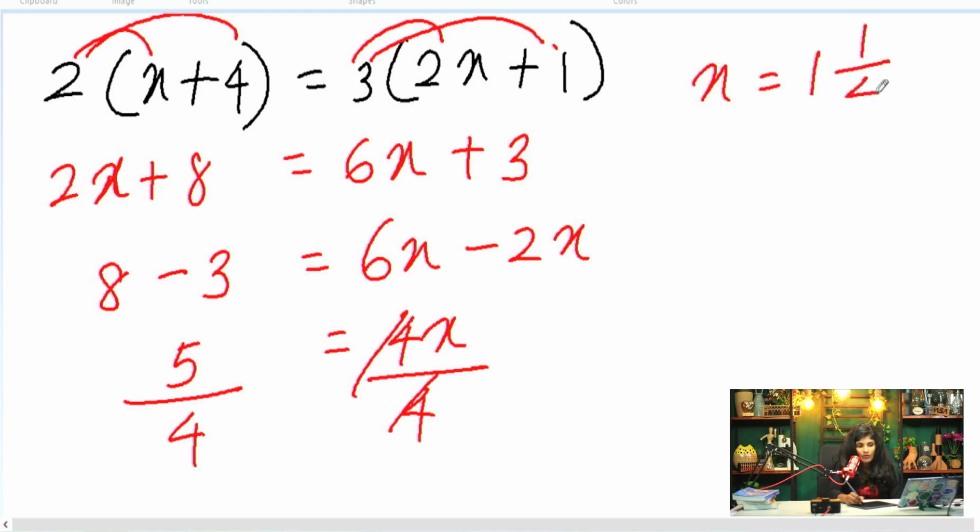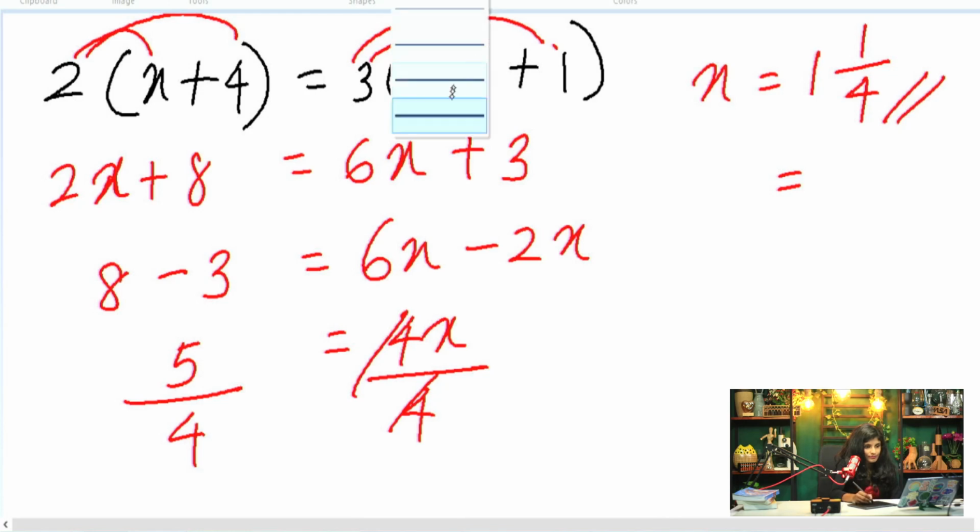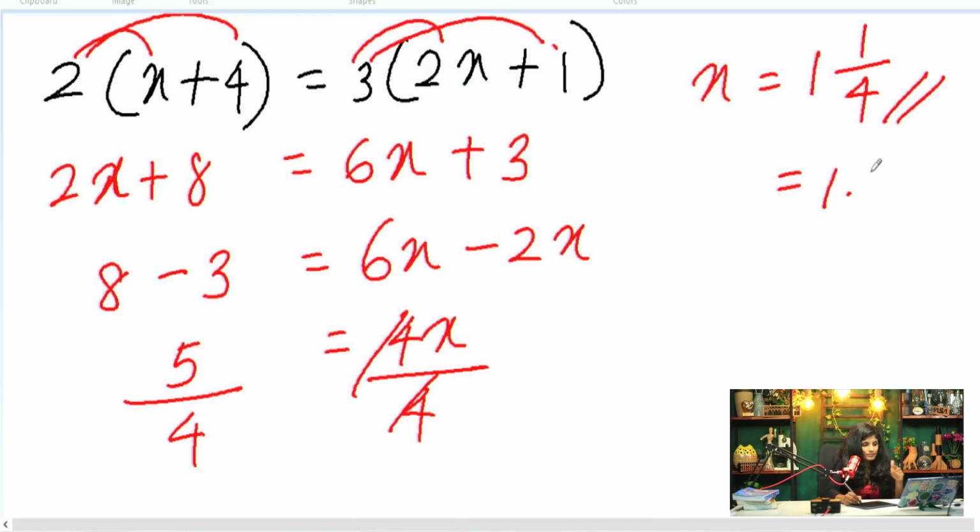As a mixed number, 1 and 1 over 4. Or else as a decimal, 1 point something, right? 1 point, for 10, how many 4s are there? 2, 5. 1.25. That's it.